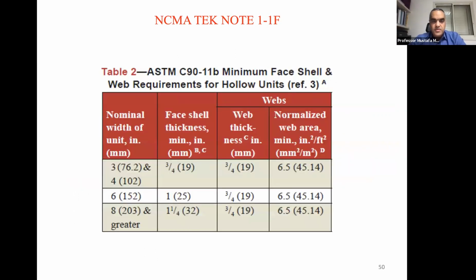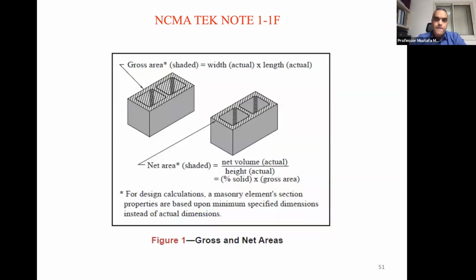And here you have, for example, ASTM C270, that's minimum face shell thickness and web requirements for hollow units. Remember, we talked about this for the clay brick. Here, this is for the concrete block. So there are also minimum requirements just to make sure that what was delivered to the site from the plant meets the specifications that we have, okay?